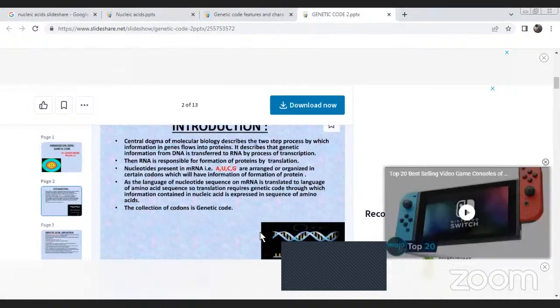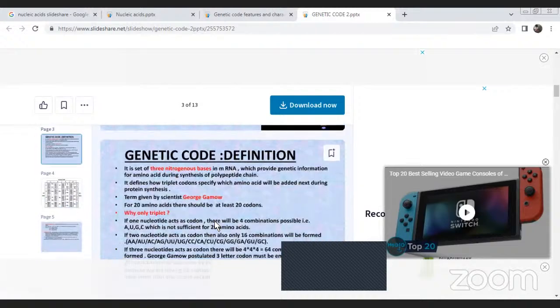Already we discussed the nucleic acids present in RNA. The nucleic acids present in the mRNA, A, U, C and G, are arranged in certain codons which carry the information for the formation of protein. The nucleic acid sequence of mRNA is translated into the amino acid sequence. Translation requires the genetic code, in which information is contained in the nucleic acid, to express the sequence of amino acids. The collection of codons is also called the genetic code.